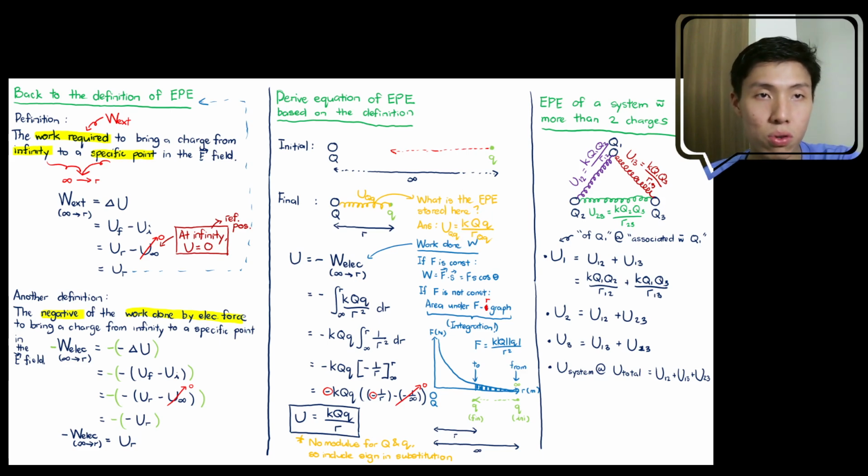Okay, then afterwards we look at situation where you have more than two charges. For example, let's say if you have three charges, then the question can ask you electric potential energy associated with a certain charge. They only need to add up EPE related to that specific charge. Or if they ask for the total electric potential energy or the electric potential energy of the system, they need to add up all the terms here in order to obtain the total electric potential energy.